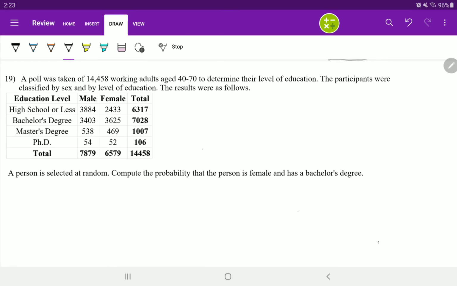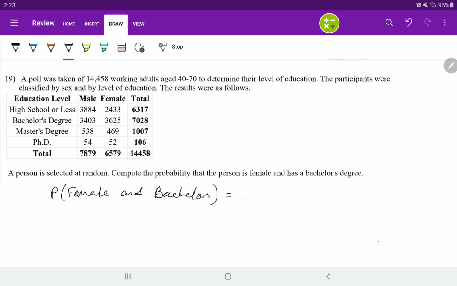So, number 19 says a poll was taken of 14,458 working adults aged 40 to 70 to determine the level of education. The participants were classified by sex and by level of education. The results were as follows. There's your table. You have males, females, education levels, and totals for both rows and columns. It says a person is selected at random. Compute the probability that the person is a female and has a bachelor's degree.